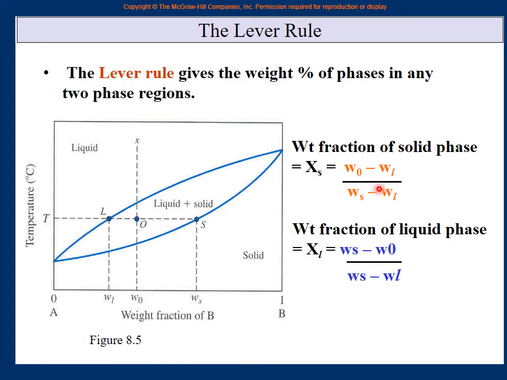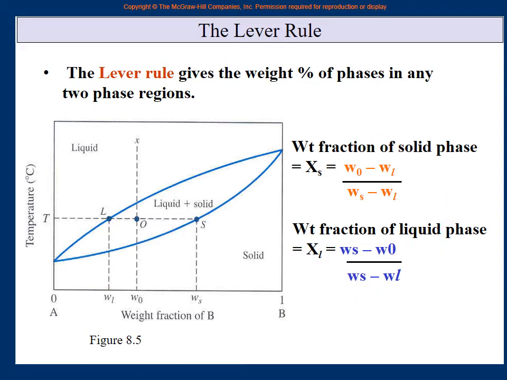So this is a very, very simple rule. Whenever you want to find the mass fraction of the solid, you go to the liquid side and find the length. If you are finding it for the liquid, that is, the weight or mass percent of the liquid, go to the other side. So it will be WS minus W0, upon the total length, which will always be WS minus WL. Right? So it's a very simple rule.